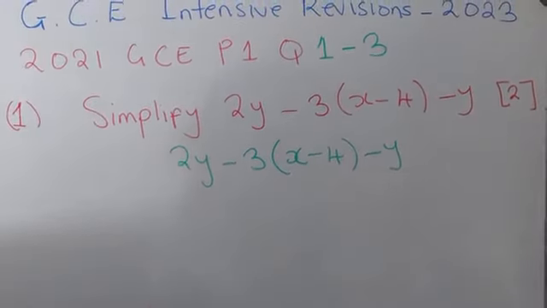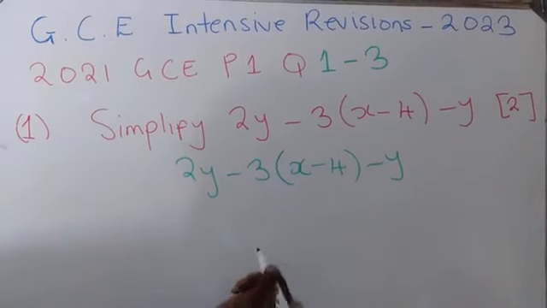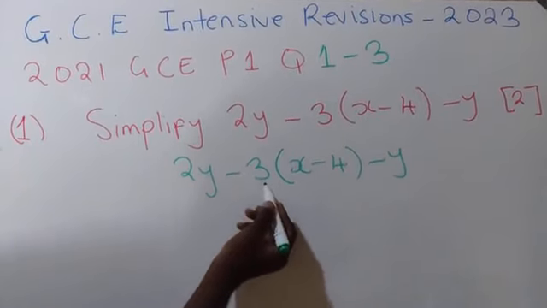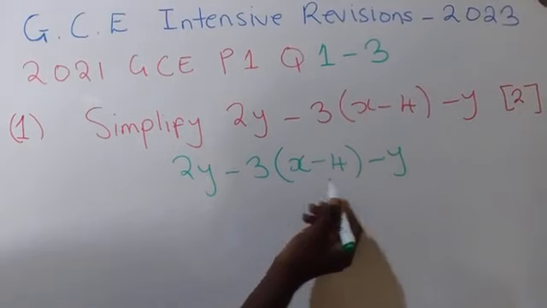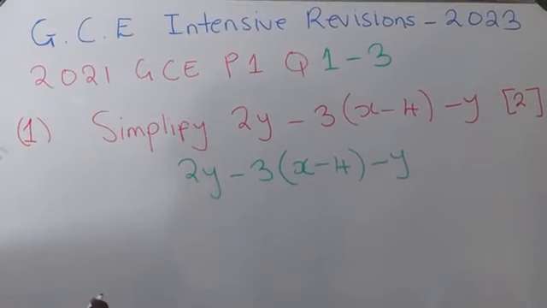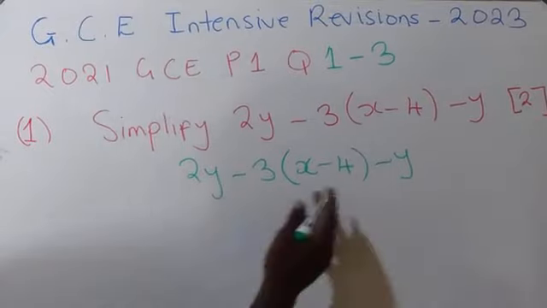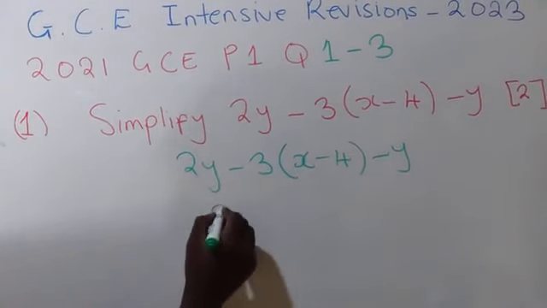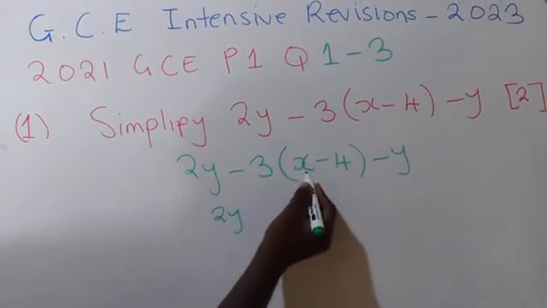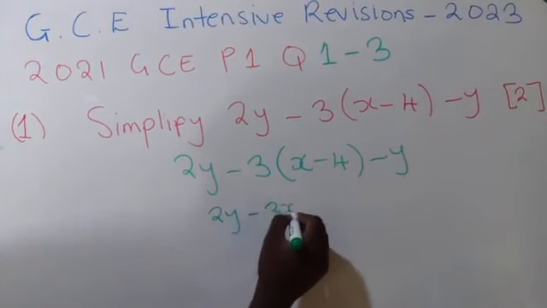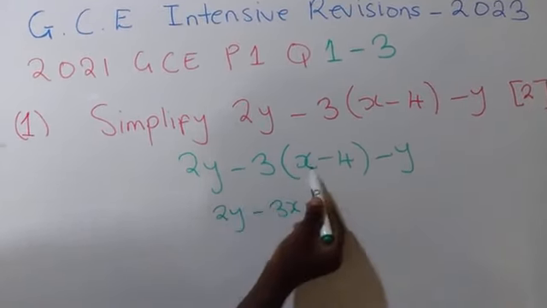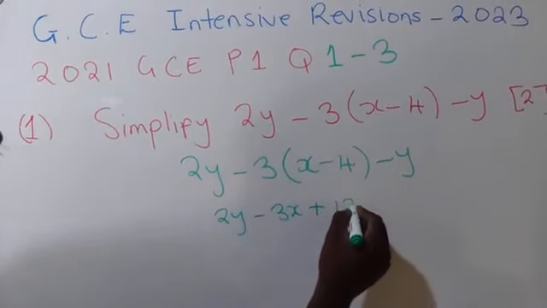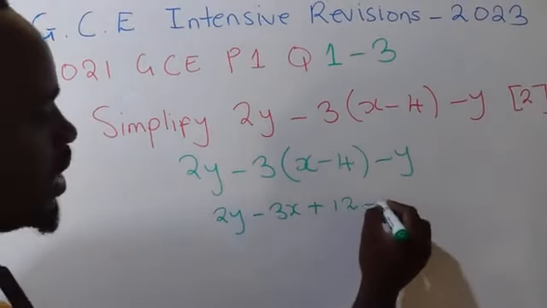In this case, we can't just work out x minus 4. There is a number which is outside here, which is a negative 3. So it means this number has to multiply the terms that are inside the brackets. That is our first step. In a case where there were no brackets, we would just collect the like terms. Now in this case we have got brackets, so we write 2y, then negative 3 times x, you are going to get negative 3x. Then negative times negative, you are going to get a positive. 3 times 4, you get 12, like that, minus y.